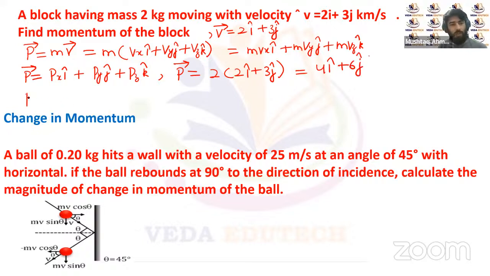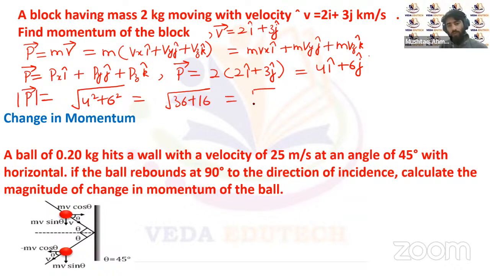If we have to calculate the magnitude of this momentum, that will be equal to root of 4 square plus 6 square, right? So it will be 16 plus 36, that will be equal to 52, root 52. So this will be the magnitude of the final momentum. Let's assume that the velocity is in meter per second, not in kilometer per second, right?